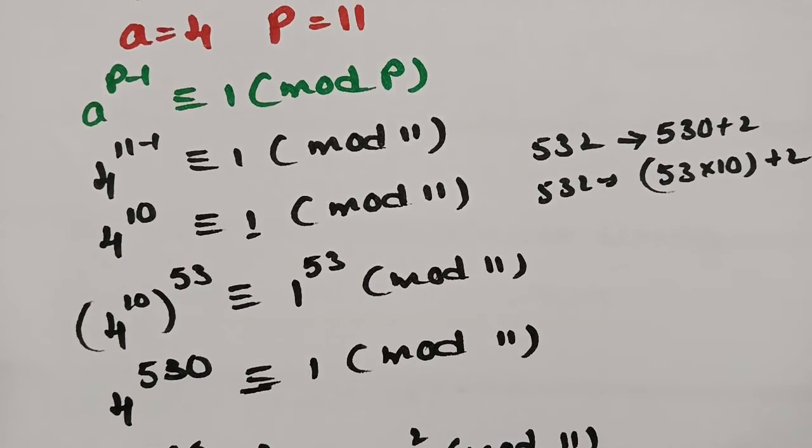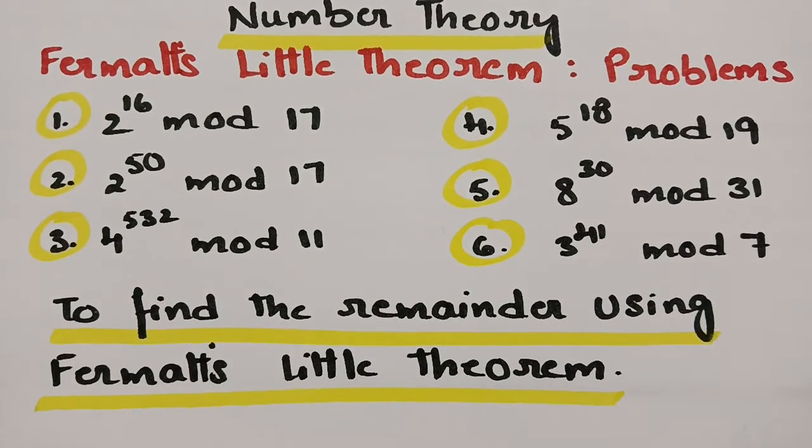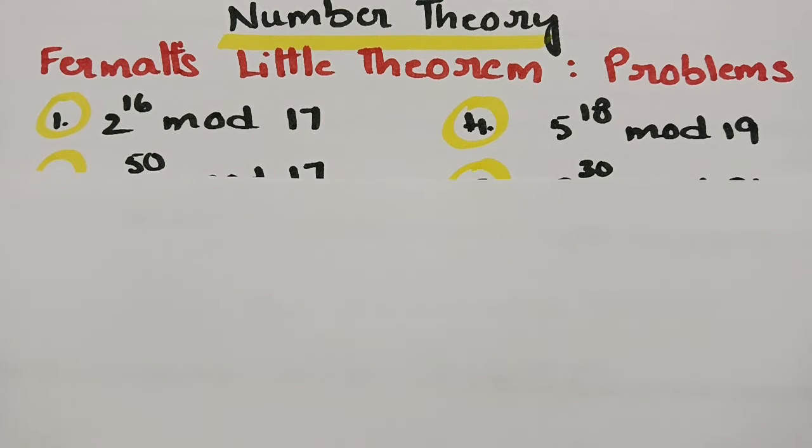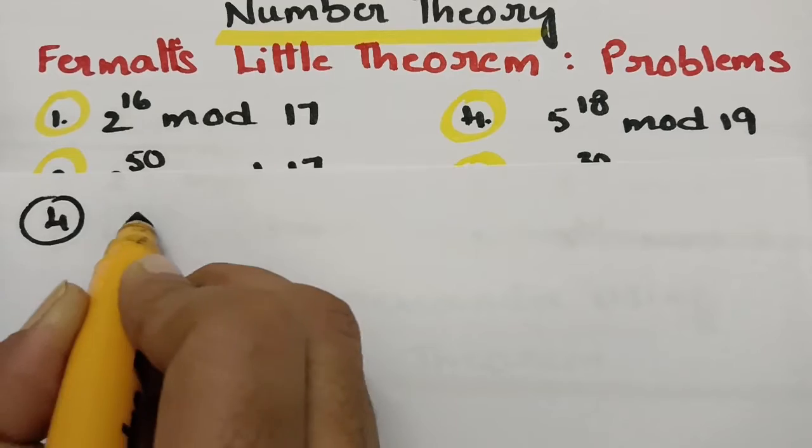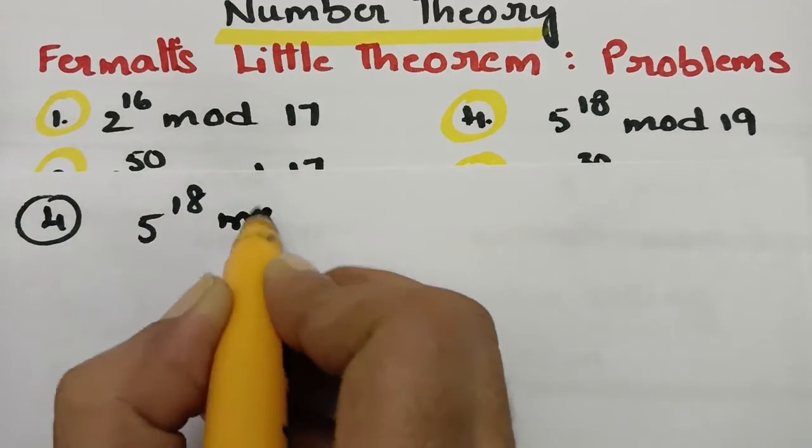And our next question, the fourth question here, is also so simple. That is 5 power 18 modulo 11.